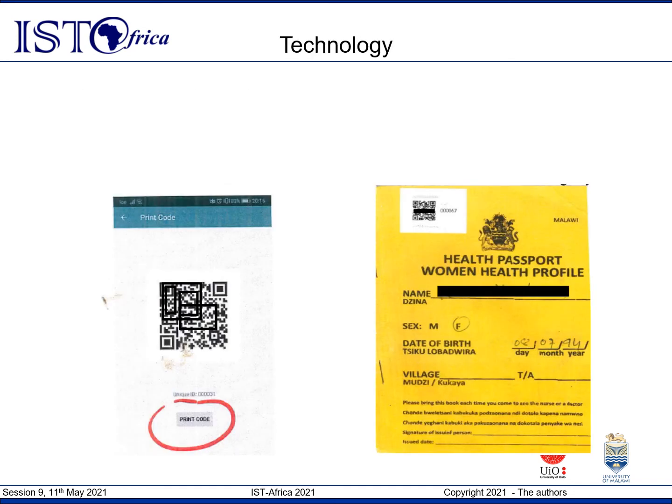What you see on the screen is a sample screen from the prototype for printing a QR code, and then the QR code pasted on a health passport.